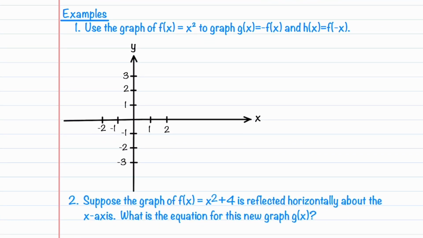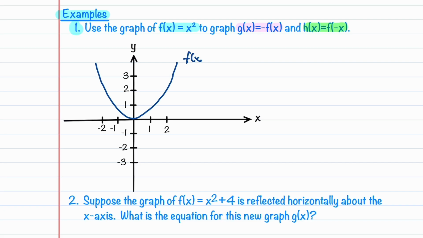Let's now look at our examples. For our first example, we're going to use the graph f of x is equal to x squared, and we're going to graph g of x is minus f of x, and then we'll graph h of x is f of minus x. Let's first draw our f of x.